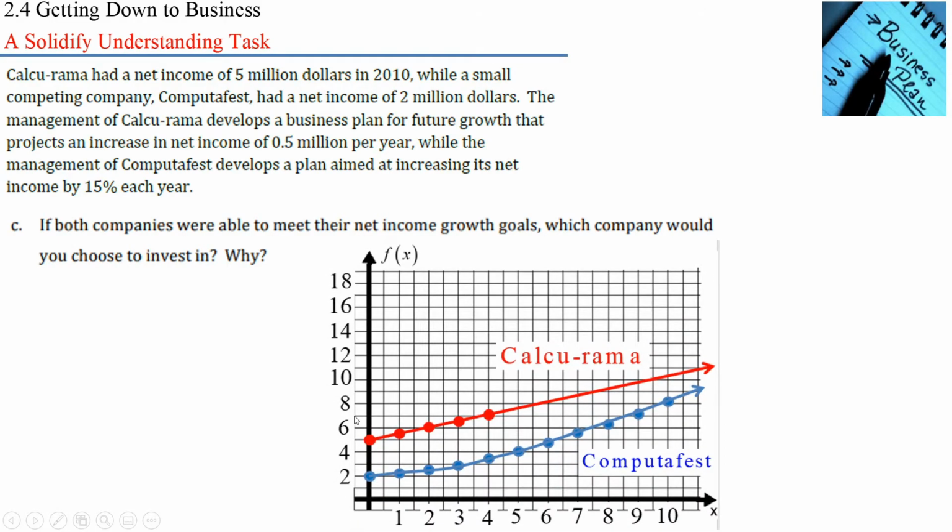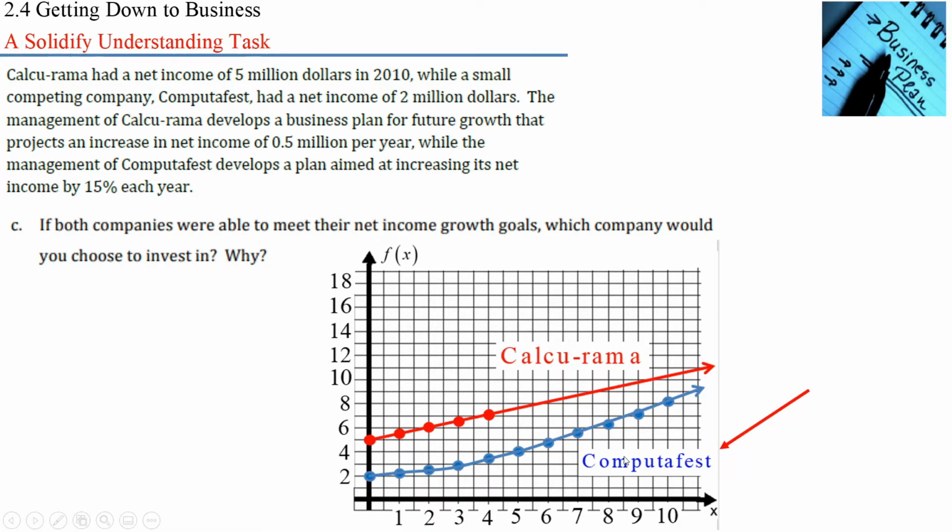Now, let's make a decision. Are we going to invest in Calcurama, whose net income is showing linear growth? So this data would just continue to do this. Or are we going to invest in the company that is showing exponential growth? So this data has some concavity to it, and it's going to eventually keep going and going, but then it's going to go up and up and up like that. Now, do you agree we would like exponential growth rather than linear growth?